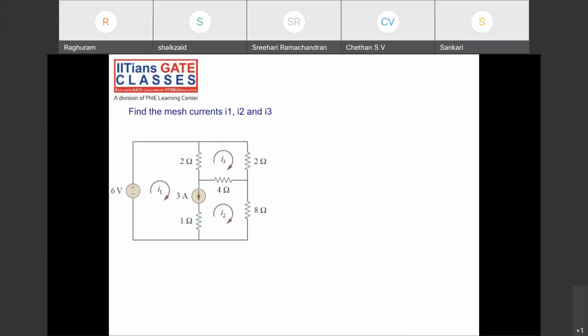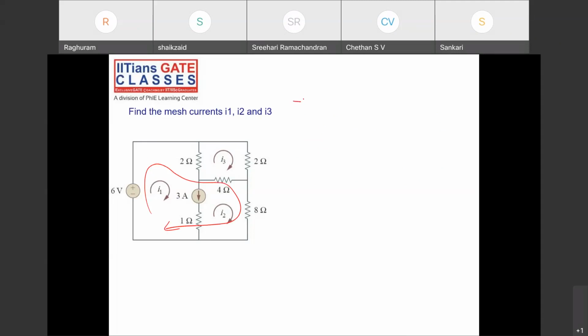Find the mesh currents I1, I2 and I3. See, I don't know, am I going fast or are you able to catch me? Or shall I stop here and continue in the next class? See, for mesh 1, tell me the equation of mesh 1. Do you see any super mesh? Yes, there is a super mesh here, with the 3 ampere source.